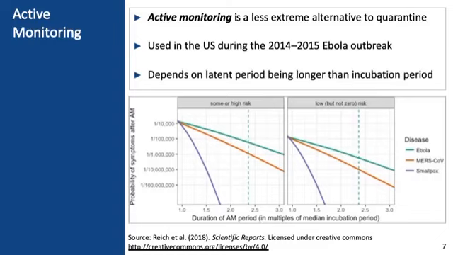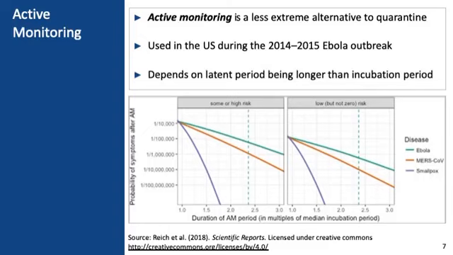On the right here, we illustrate an analysis that I actually did with some colleagues on the probability of symptoms after active monitoring, based on both the risk of being infected and how long that active monitoring process happened. So here we show that if active monitoring is only a single incubation period, or 1 times the median incubation period, there might be a 1 in 10,000 chance of people at high risk of an infection developing symptoms after that active monitoring period.